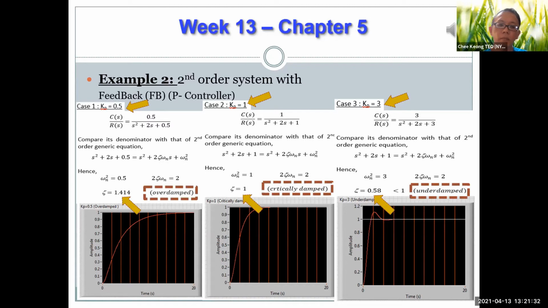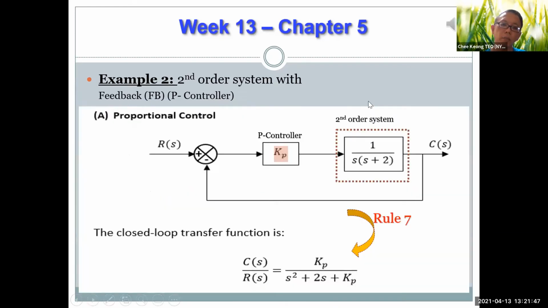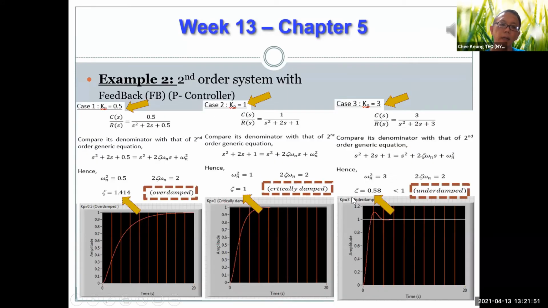Clearly, increasing Kp caused the system to move from overdamped to critically damped and finally to underdamped. So basically, if I substitute the Kp of 0.5, Kp of 1, and Kp of 3 into the previous expression, then you will get 3 different expressions for the 3 cases.